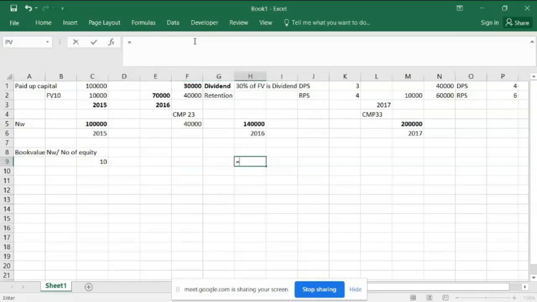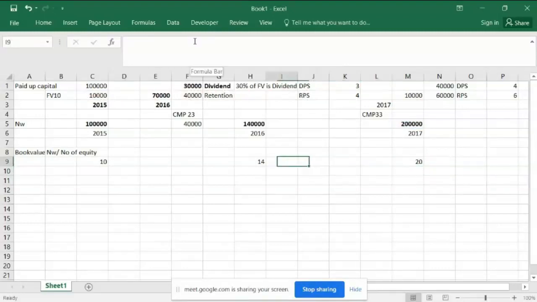And you can take during the year 2016, 1 lakh 40,000 is the net worth of the company and 10,000 is the number of equity shares in the company. The 14 rupees is the book value per share during the period 2016. Similarly, you can take the net worth of the company during the period 2017, which is 2 lakh rupees, divided by the number of outstanding equity shares, which is 10,000.